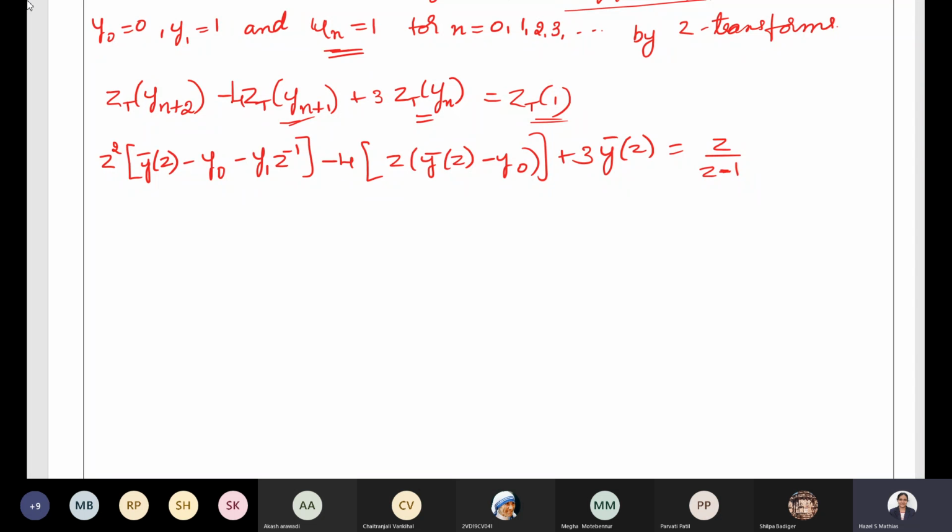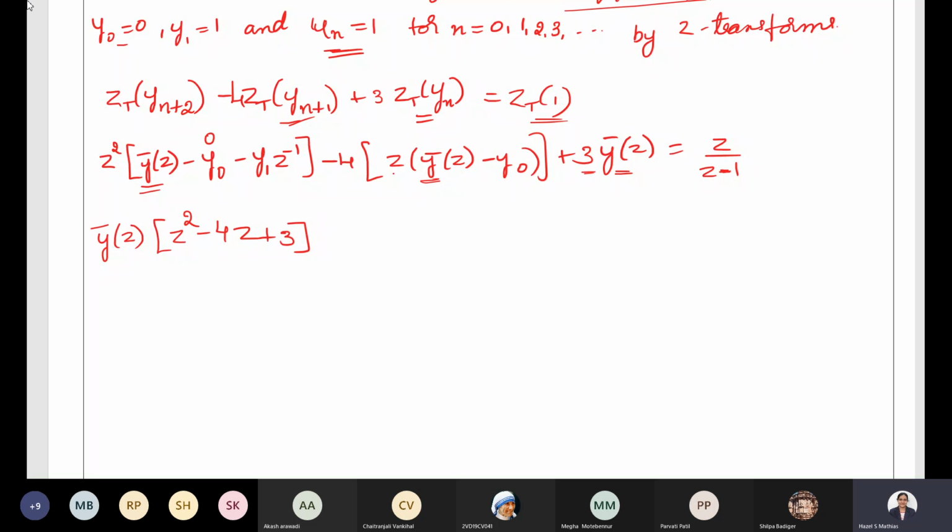So now we shall combine the coefficient of y bar of z. What do we get when we combine the coefficient of y bar of z? Here we have z square. Then here we have the coefficient of y bar of z, z into minus 4, so it is minus 4z. Here also the coefficient of y bar of z is 3 plus 3. This is what we get. Then we know the constants here.